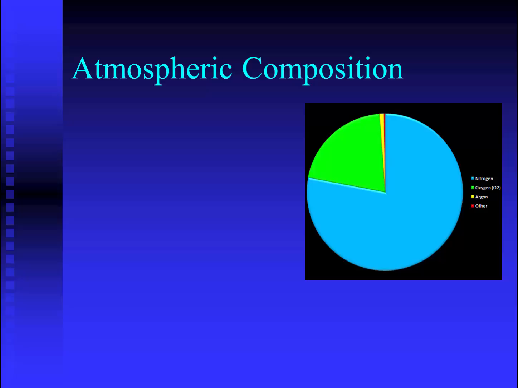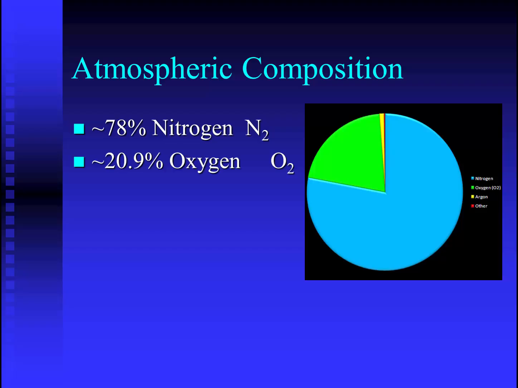As we look at a graph of the Earth's atmosphere, it's clear that the dominant gas is nitrogen. The nitrogen molecule has two atoms and is commonly referred to as N2. About 78% of the Earth's atmosphere is composed of nitrogen. The second most abundant gas is oxygen, at about 20.9%. When we say oxygen, again, we're talking about the diatomic molecule O2.